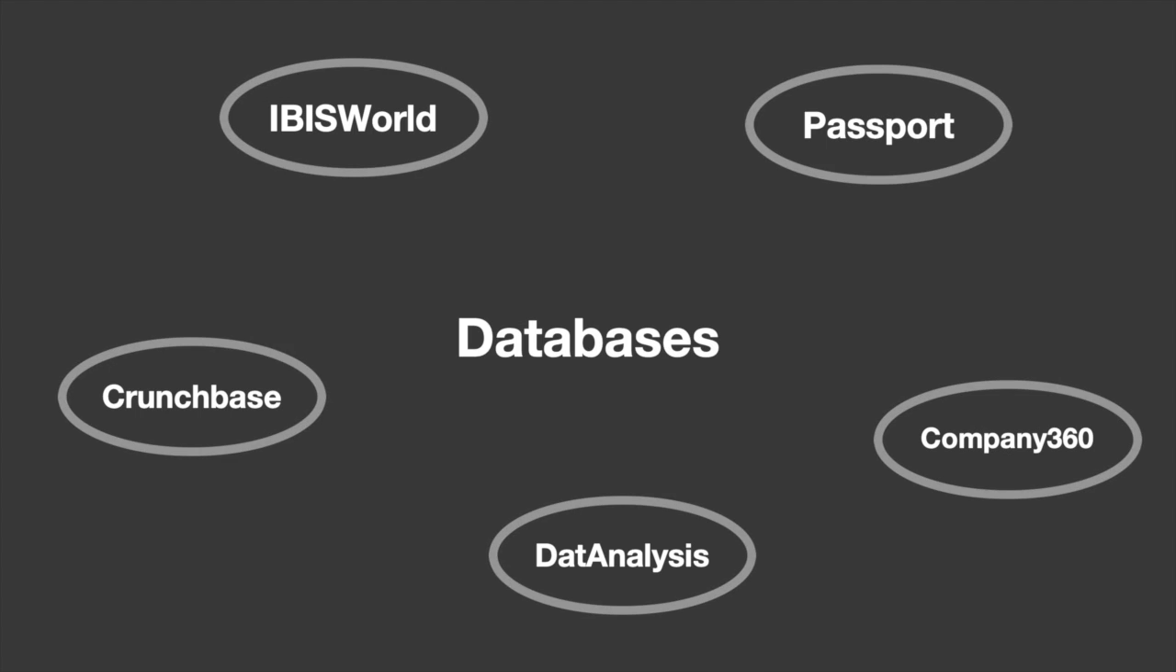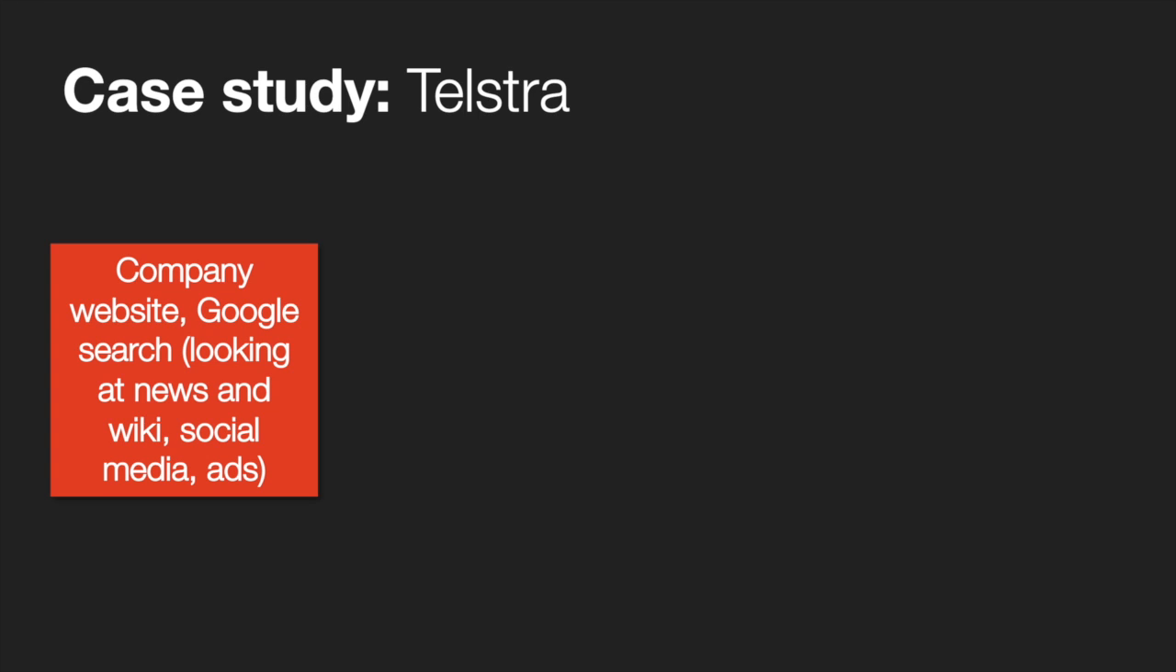Let's take the example of Telstra. After doing some Googling online, you might have identified the company website and, using Google, seen some of the news, maybe a Wikipedia article, social media posts from Telstra, and ads. So you have a really good idea of the products that Telstra sells and their corporate statement of values and mission.